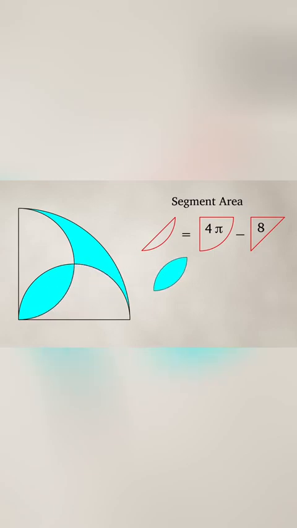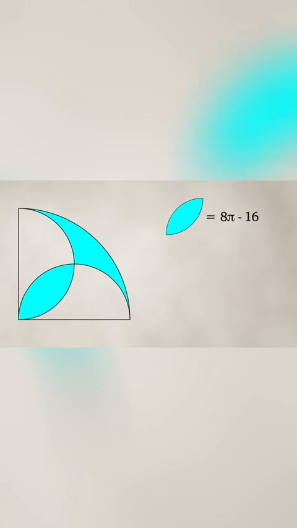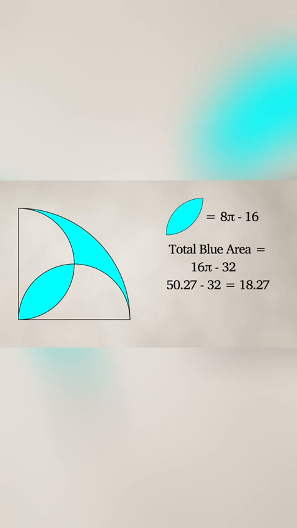And the whole overlap lens has 2 of those segments, so the overlap area is 2 times 4 pi minus 8, which gives us 8 pi minus 16, and that's the area of the lens. And remember, the total blue area is twice the overlap, so that would be 16 pi minus 32. And if we popped that into a calculator, we get approximately 50.27 minus 32, which gives us 18.27.